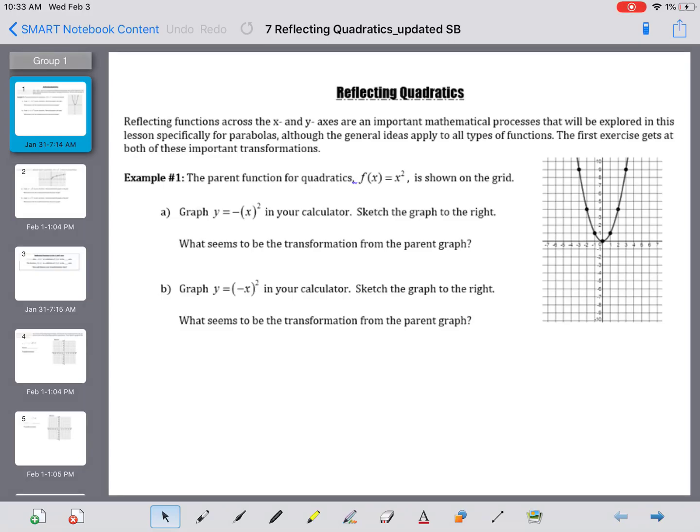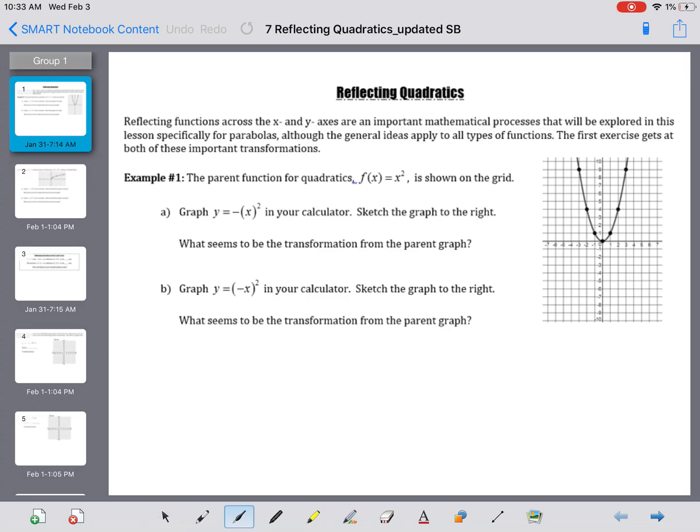So in this lesson, we're going to talk about our next type of transformation, which is reflections. Reflecting functions across the x and y axis are important mathematical processes that will be explored in this lesson specifically, but they can be applied to any type of function. And if you remember, reflecting functions is very similar to how we reflected in geometry. So let's take a look at these reflections.